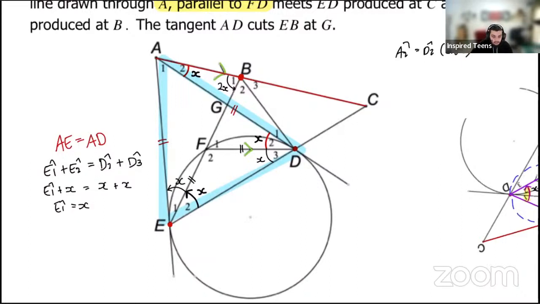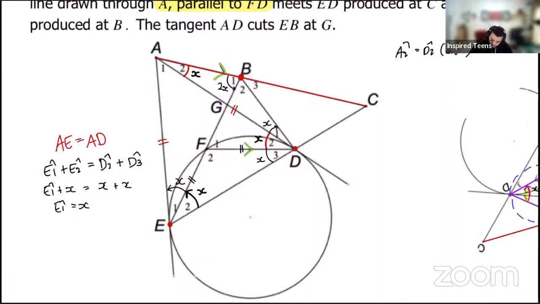Since E1 is X, if I use angles in the same segment, this one and that one, I can see that angle D1 is also equal to X. E1, D1 equal to X.